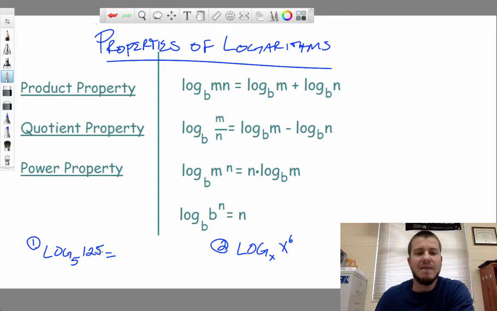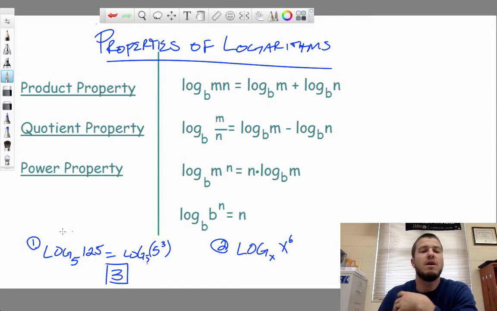I would need to get this 125 to be a base of 5. So this would become log base 5 of 5 to the third. And because 125 is 5 to the third, this is still equivalent. And because these two bases are the same, that whole thing is equal to 3. And if you evaluate this like we did before, you would also get this to equal 3. Here is straight up the rule. These two bases are the same, so this whole thing is equal to 6.